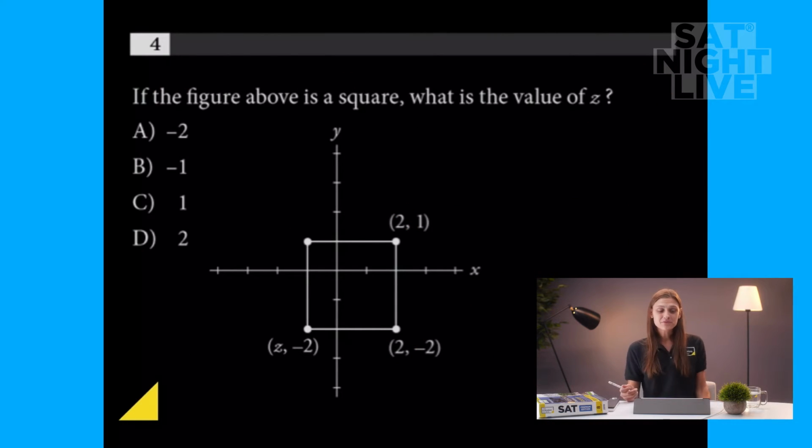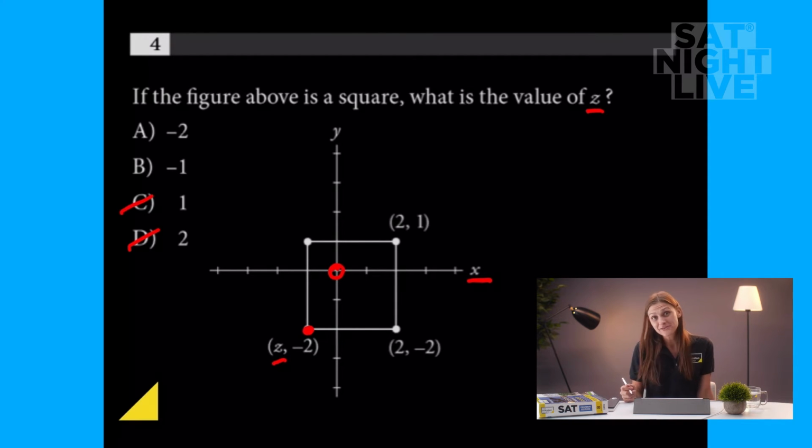All right, so number 4. In the figure above, if the figure above is a square, what is the value of z? So we're looking for z. Where is it? We see it is over here. Now, z is the first point that we have, which means it represents our x. And if we look over here, our origin is over there at 0. And if this point is over here, that means that it's going to be negative, right? The x value has to be negative. So already we can get rid of c and d. There's no way it's going to be 1 or 2 because we need a negative value for the x.